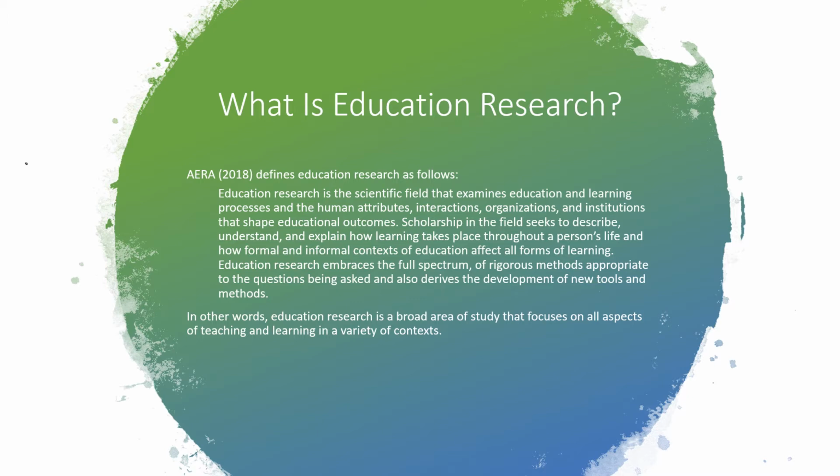Well, one definition says, education research is a scientific field that examines education and learning processes and the human attributes, interactions, organizations, and institutions that shape educational outcomes. Scholarship in the field seeks to describe, understand, and explain how learning takes place throughout a person's life and how formal and informal contexts of education affect all forms of learning.